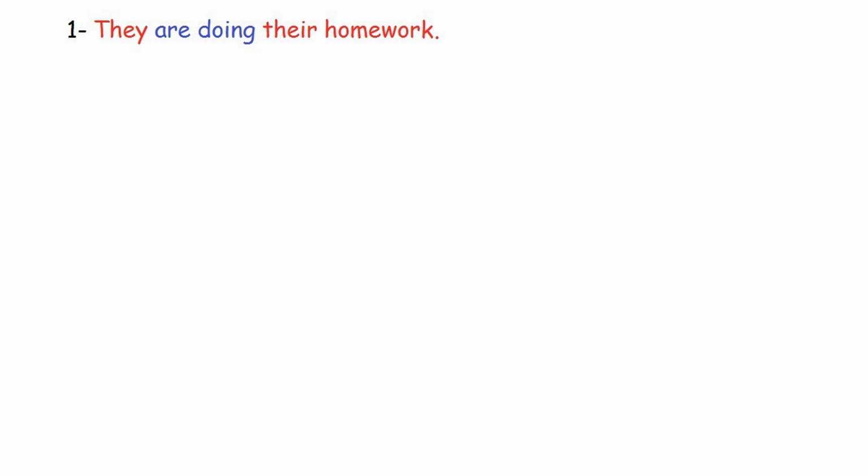The first sentence, they are doing their homework. Okay, what is the form of this sentence? Okay, this sentence is in the affirmative form. How do you know that this is the affirmative and not the negative or the interrogative? This is how you look at the sentence. The first word is they. They is the subject. Number two, are. Are is the auxiliary verb. And then doing, the verb to do plus ing. This is the main verb. So of course, this sentence is in the affirmative form.